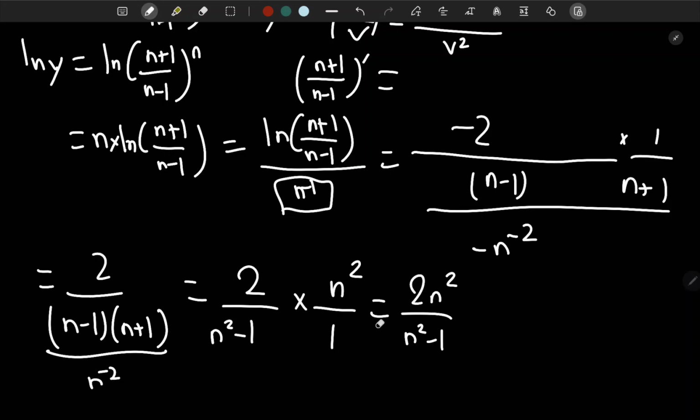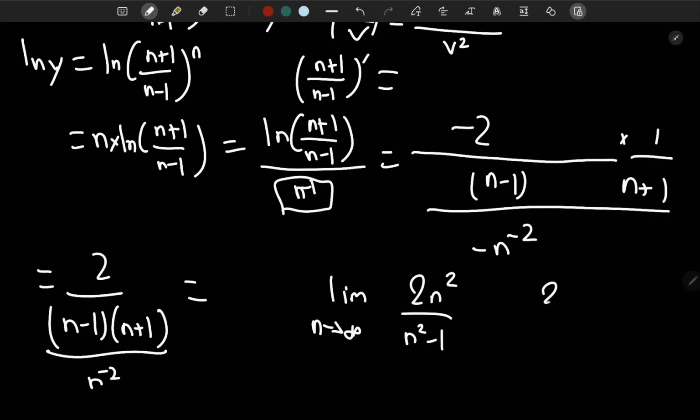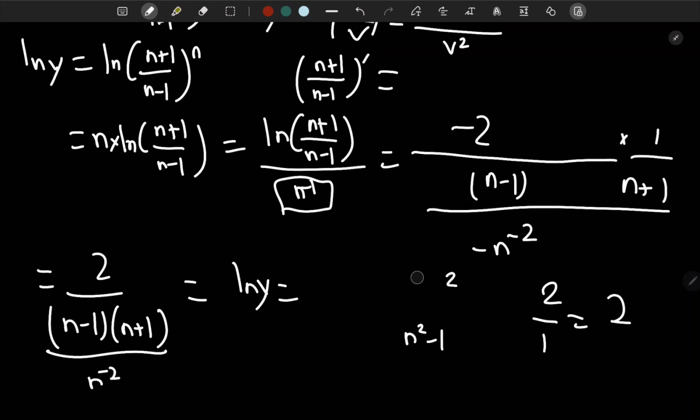So limit, let me write limit over here. n is approaching infinity, right? And here we can take the leading coefficient of the two powers. So it's going to be 2 over 1, which is the final answer, 2. Now don't forget that this entire thing is equal to ln of y, which is equal to 2, basically, since we evaluated the limit and we got 2. And we are trying to solve for y here.